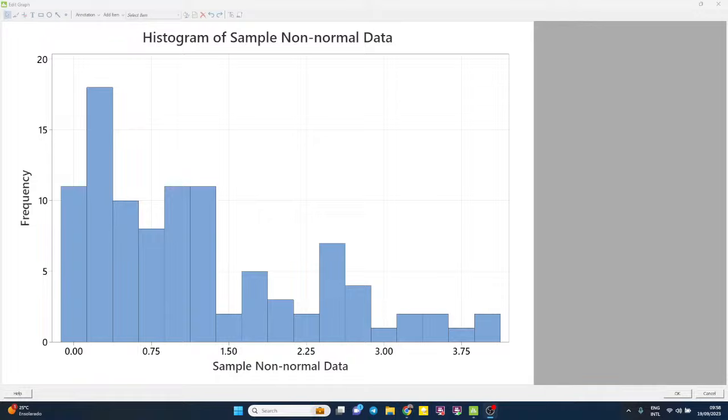I have a population of a skewed distribution. I took a sample of this skewed distribution. It will be skewed. Yes, Amy, the sample is also not normal. Also not normal. Yeah?